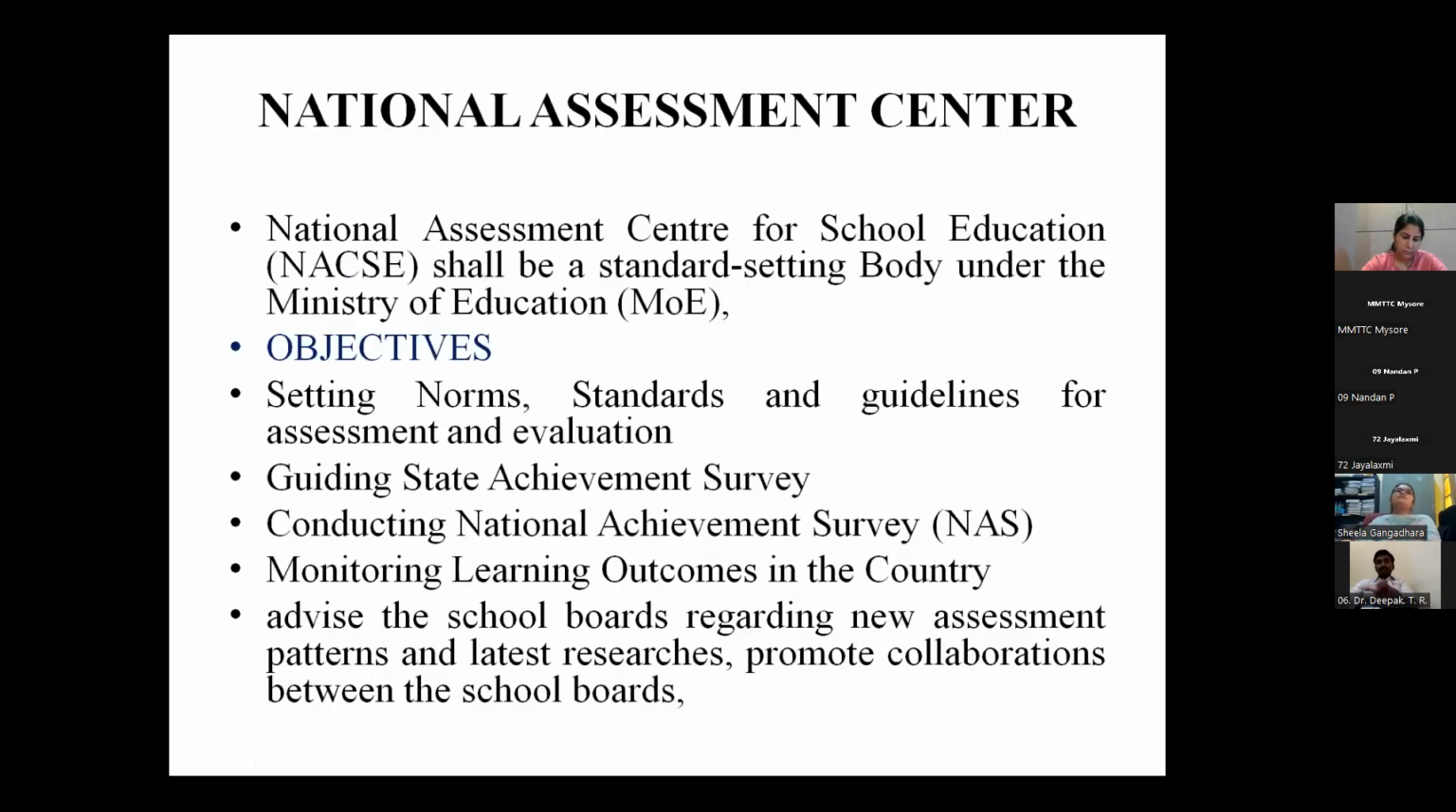Then coming to the National Assessment Center, it is another center associated with assessment, a standard setting body under the Ministry of Education. The previous one, PARAKH, is under MHRD. This is under the Ministry of Education. And this National Assessment Center is going to set norms and standards for assessment and evaluation, guide the State Achievement Survey, conduct the National Achievement Survey, monitor learning outcomes in the country, and advise the school boards regarding new assessment patterns.